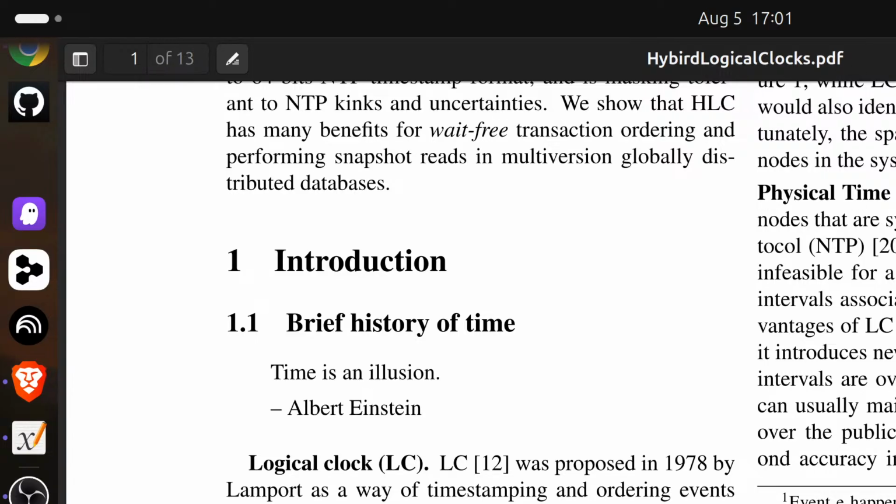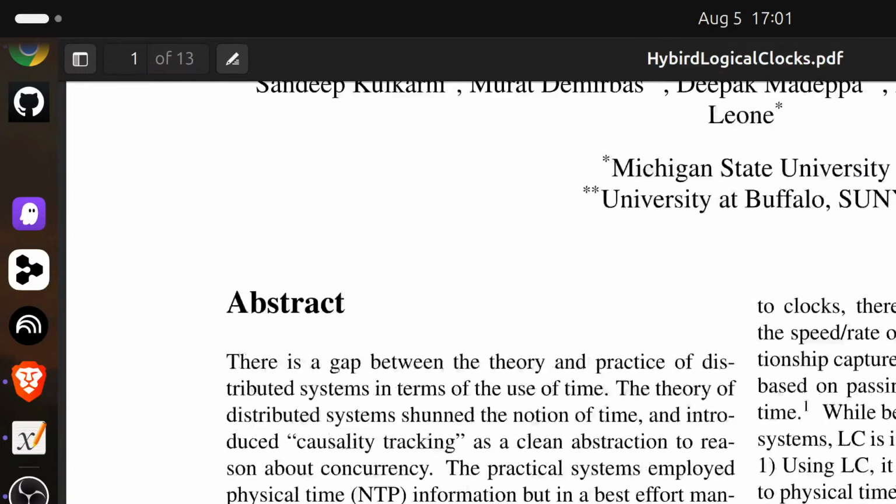NTP is, I think, network timestamp protocol. I don't know, network time protocol, like that. NTP is there. Okay. The nodes do not have access to clocks. So there is no bound on message delay and on the speed rate of processing of nodes.